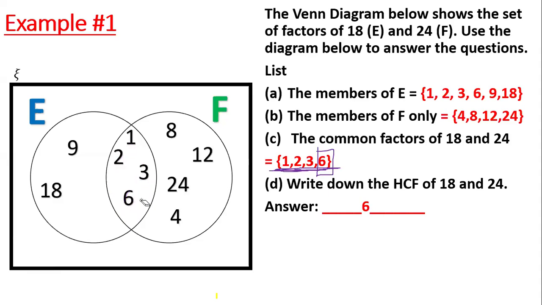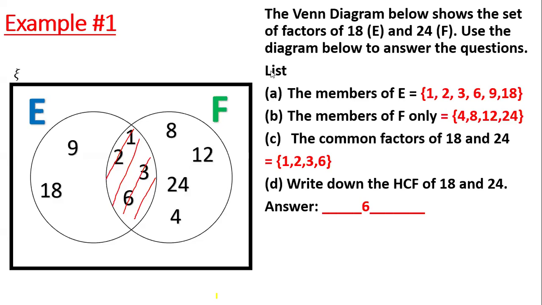Okay, no problem. So C says we want the common factors, the common ones of 18 and 24. When they say common, they mean the ones that both of them have. If you look at it, the ones that both of them have are going to be in the middle. That's the intersection. So the middle ones are the common ones. That's why the common factors are 1, 2, 3, and 6. Understand that? Yes, thank you. All right.